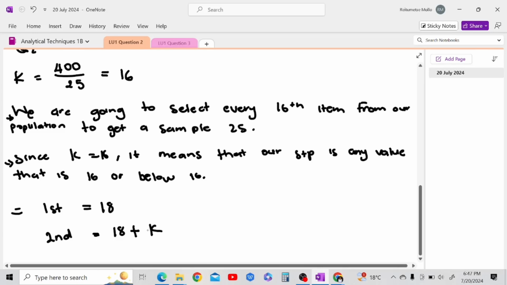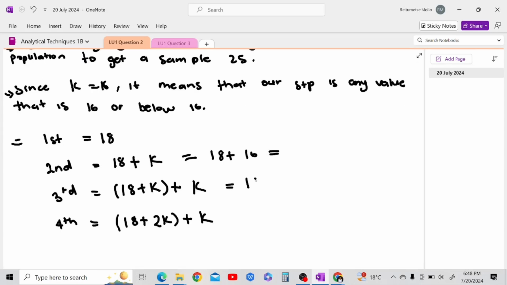18 plus 16 is 34. So the second item is item number 34, and then the third item is going to be 34 plus k again, plus 16, which is 50. And the fourth item is going to be this 50 plus k, which is 16. So our k is 16. 50 plus 16, we get 66. So this is the fourth item.